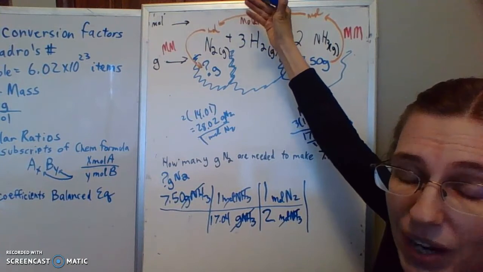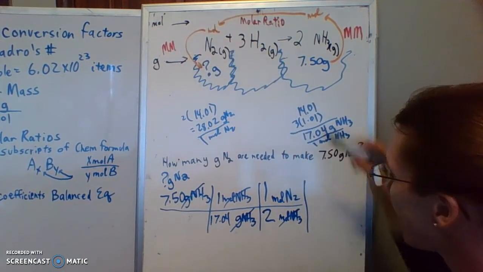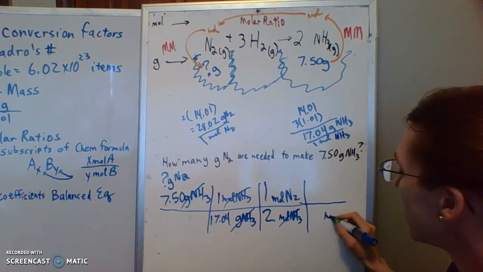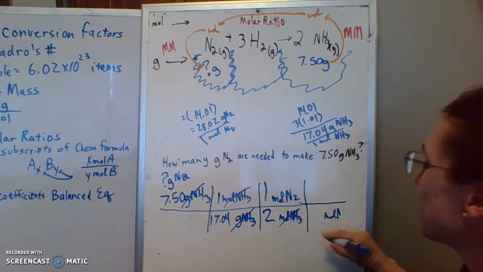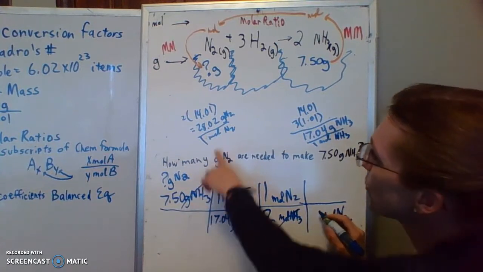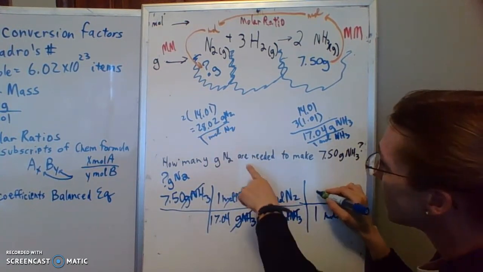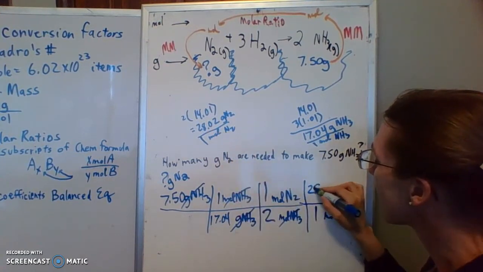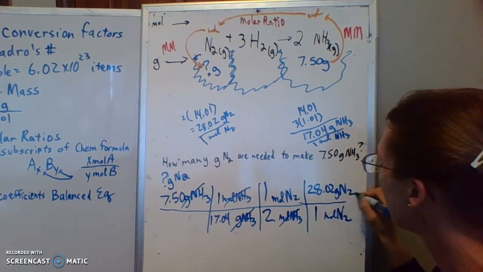But that's not what we were asked for, so we have to do one more conversion factor. We said we're going to do molar mass here. And we got moles of ammonia on the top, so we need moles of nitrogen on the top. So we need moles of nitrogen N2 on the bottom. And so we're going to use that conversion factor right there. And the thing that's on the other side of the moles of N2 goes on the other side of the line here, 28.02 grams of N2.